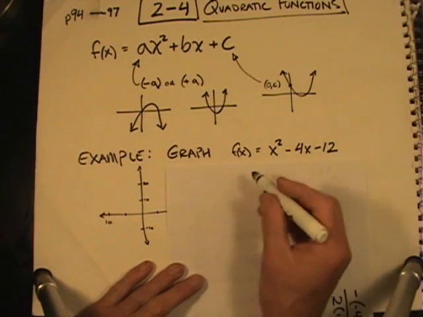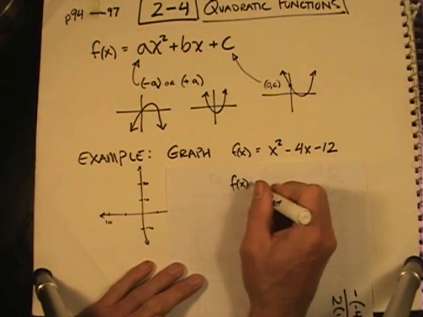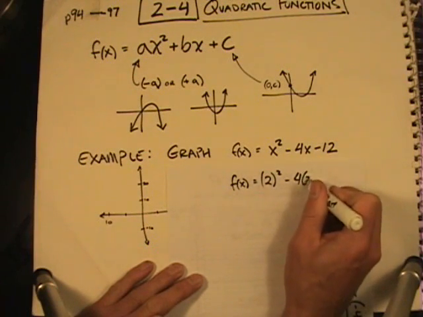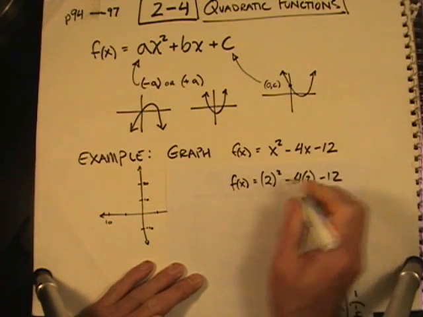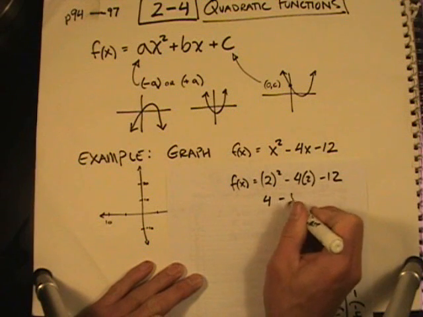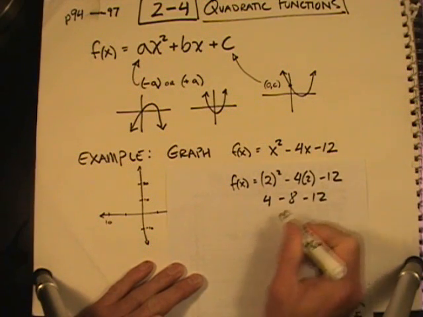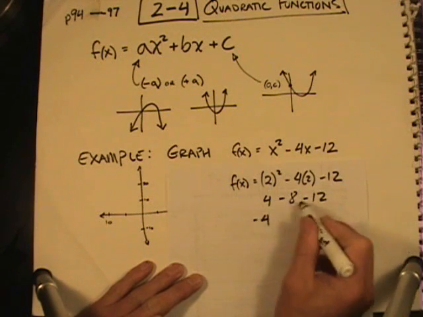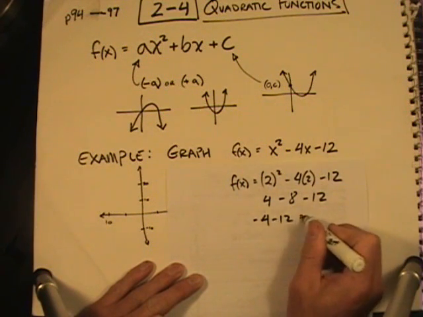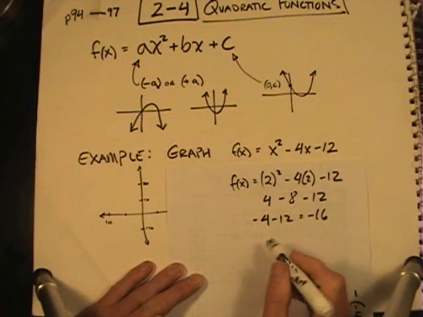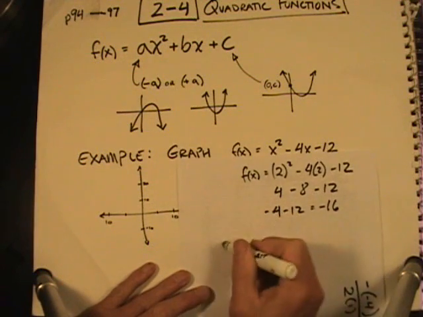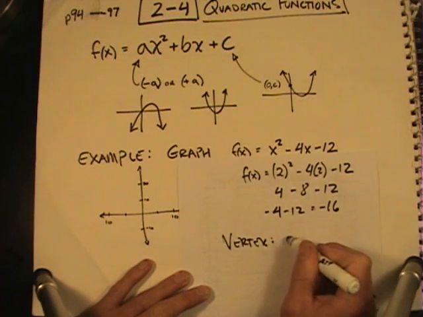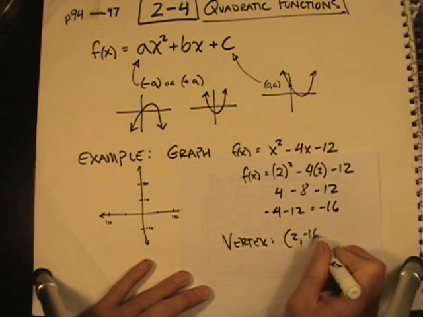Okay? Well then, when I plug 2 in, I get f of x is equal to 2 squared minus 4 times 2 minus 12. This is 4 then minus 8 minus 12. That's 4, negative 4 rather, minus 12 equals negative 16. So the coordinates for my vertex then, which I would write on my homework, would be 2, negative 16.